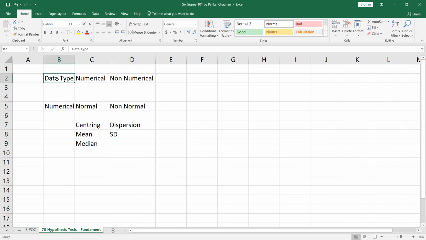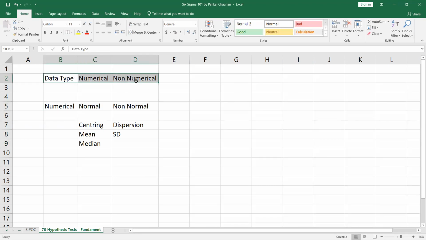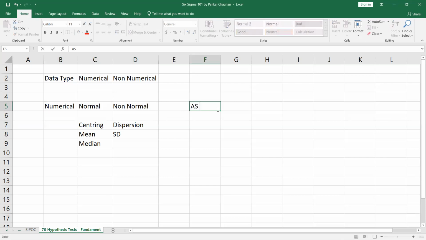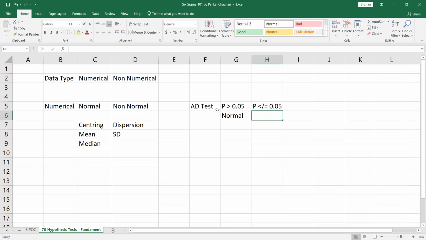So we have the data type, numerical or non-numerical. If it's numerical, we will see if the data is normally distributed or not. And you remember, normality we look at from the Anderson-Darling test. Normality means if the p-value is greater than 0.05, data is said to be normally distributed at 95% confidence level, or if the p-value is less than or equal to 0.05, then data will be non-normal. Just to refresh your knowledge.